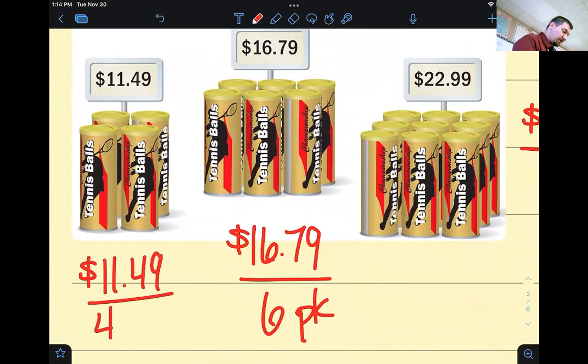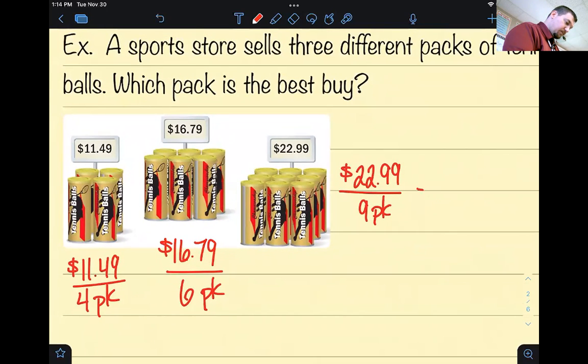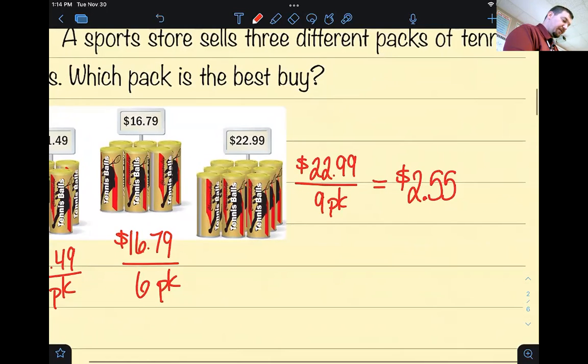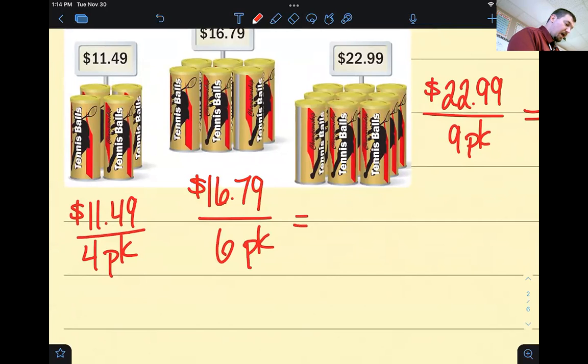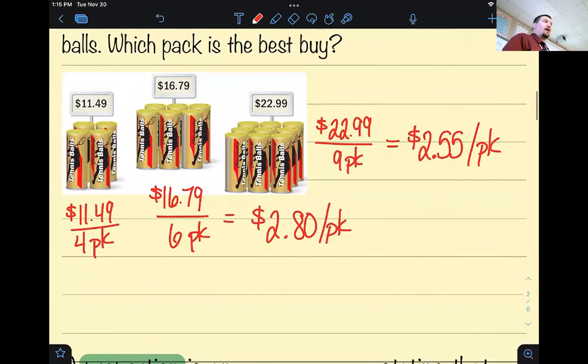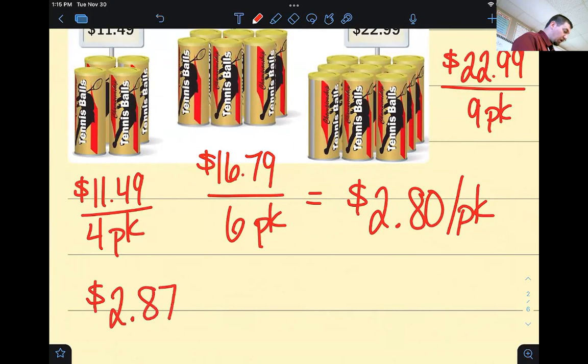And we're going to compare what our unit prices are. Brady, what did you get for the large pack? How much are you paying for that? $2.55 per pack. Okay. And it wasn't exact, but you rounded, correct? Okay, $2.55 per pack. And Martin, what did you get? $2.80 per pack. And notice how I'm not just putting $2.80, I'm actually writing per pack, so I don't get the bad habit of only labeling with one label. I have to use 2 labels for unit rates. And then Julia, what did you get for your $11.49 divided by 4? $2.87 per pack. Yeah.